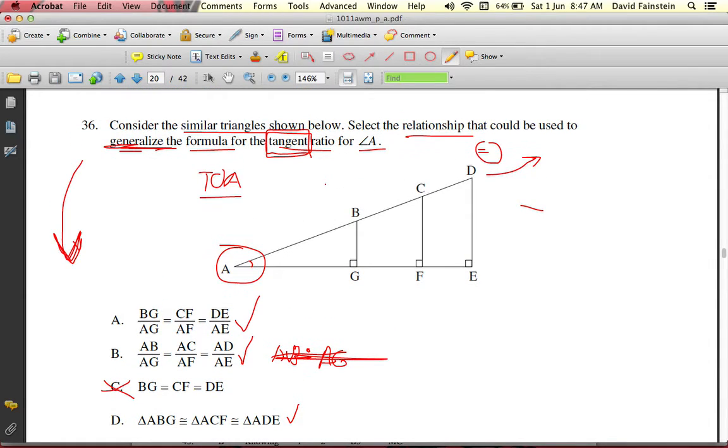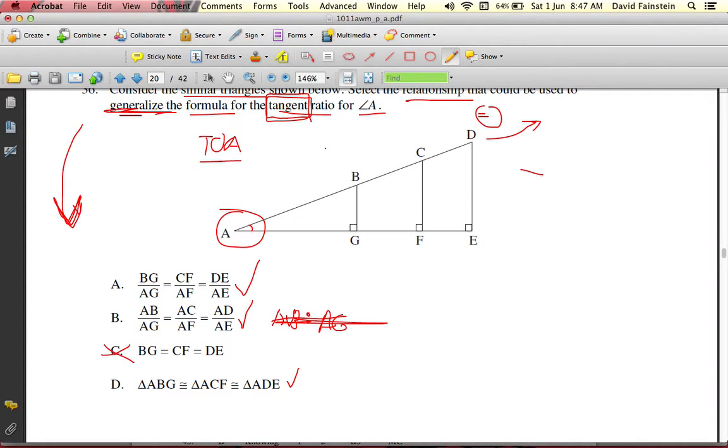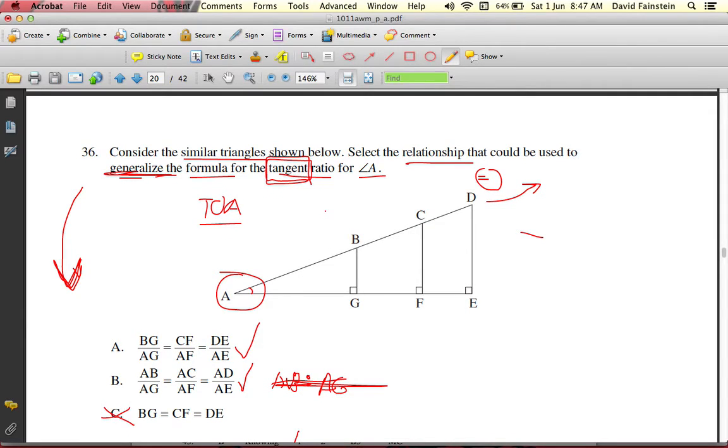But wait, let's go back to our question. Consider the similar triangles. Well, we know they're similar triangles. It says the relationship equals that could be used to generalize the formula for the tangent ratio for the angle A. Well, this is an interesting one. We already know they're similar triangles: ABG equals ACF equals ADE. We know that, and they're asking for something about a tangent ratio.